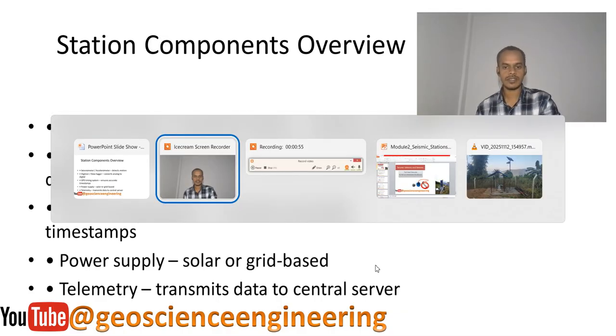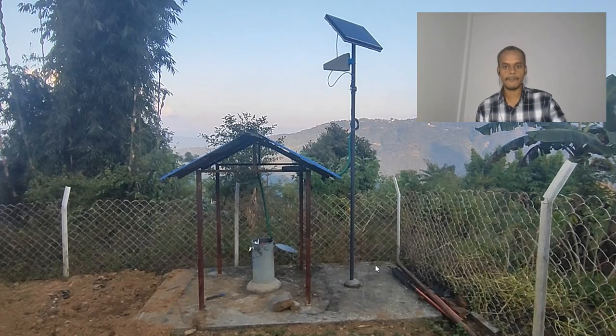If you see this video, this is a seismic station. It is powered by a solar panel, and it has an antenna to boost the internet signal, and there is a GPS. This is a permanent station constructed with a shed so that it won't be affected by the rain and heat, and this is how the installation will be.